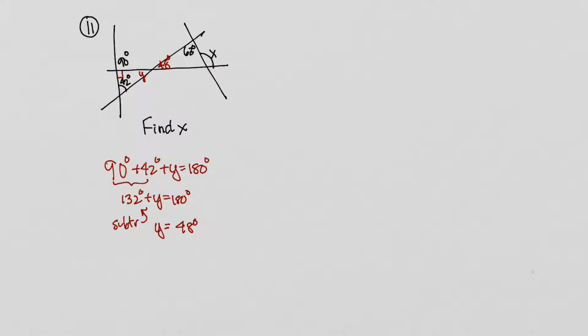And now, if I call this one z, I know that 48 plus 63 plus z is 180. Let's write that. I'll do it up here. Let's say 48 degrees plus 63 degrees plus angle z is equal to 180 degrees. Add these two together, I got 111 degrees plus z is equal to 180 degrees. And then if we subtract that 111, we're going to get z is equal to, I got 69 degrees.